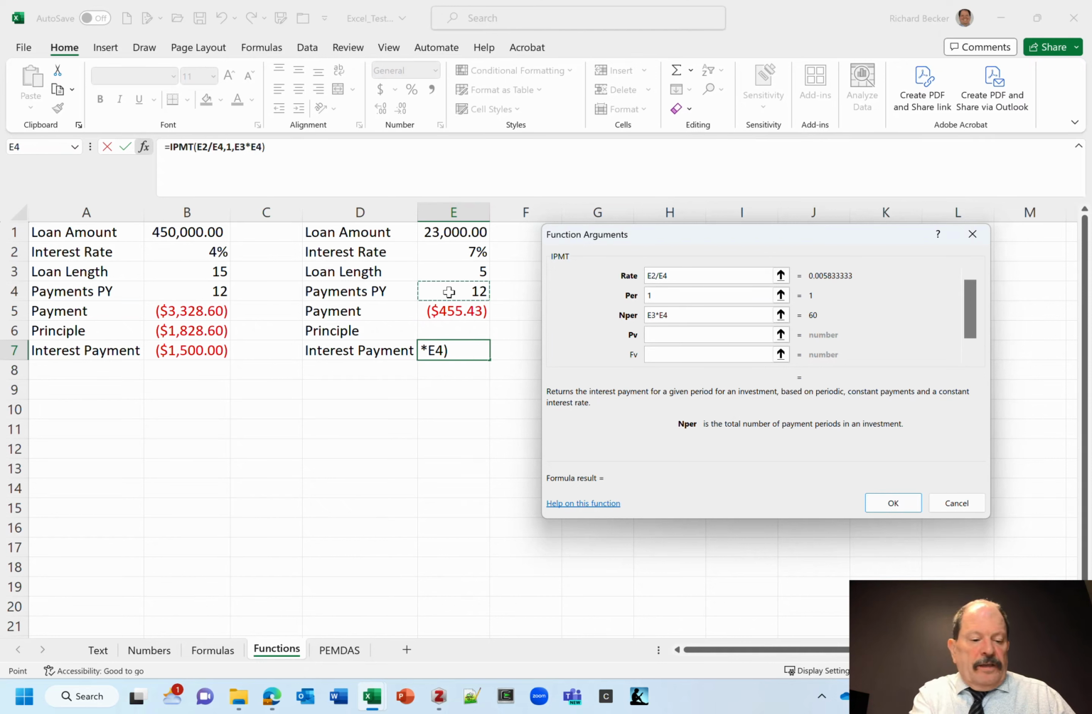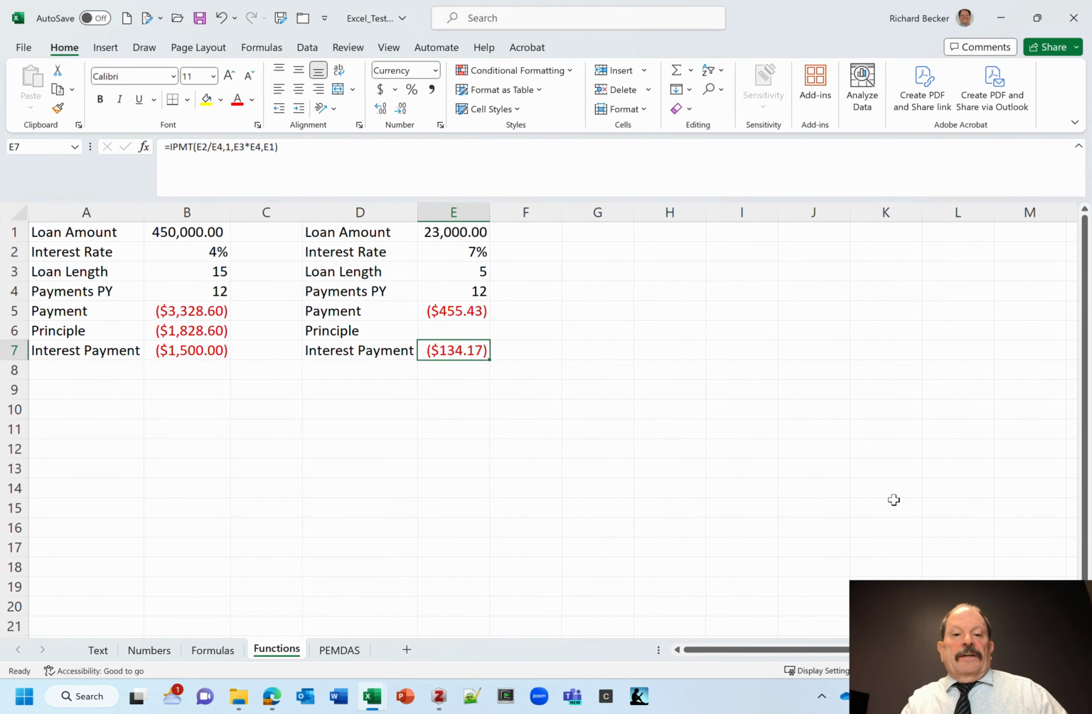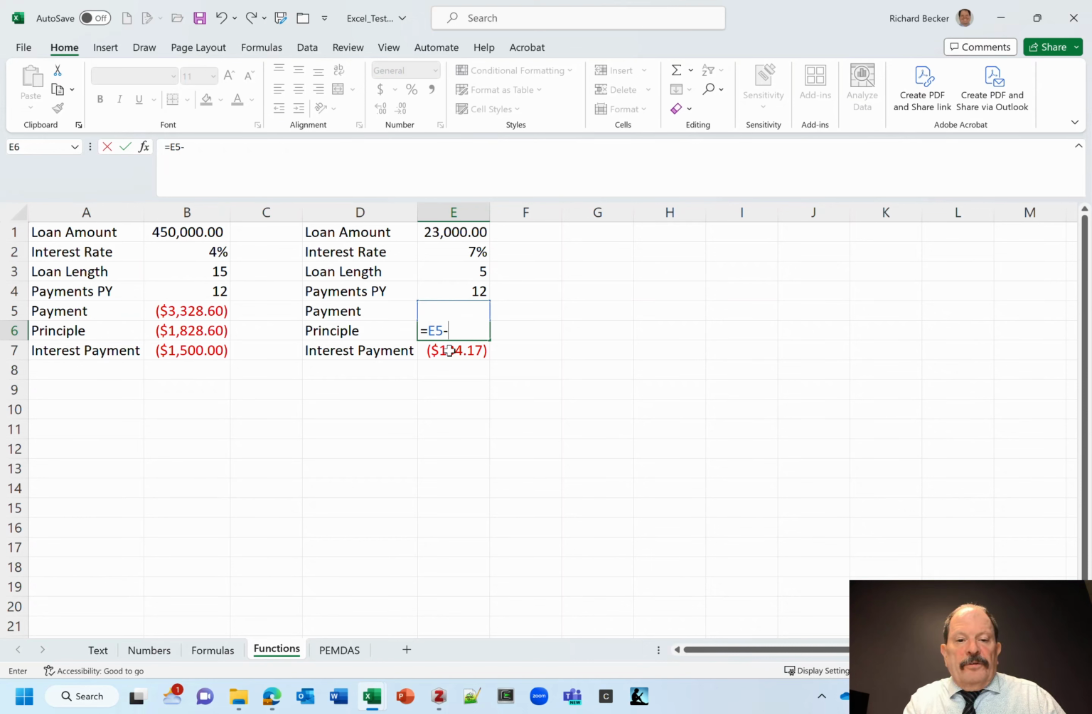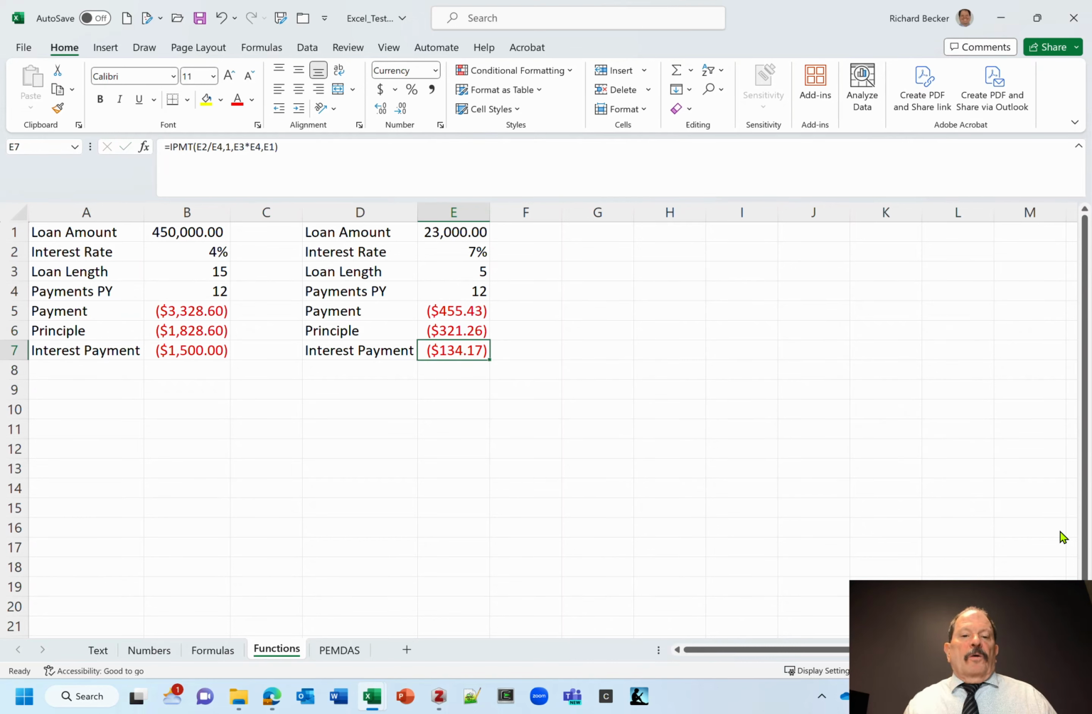All right, so there's that. And then again, my present value is 23,000. And again, I can either use the values or the cell reference. Always better to use the cell reference, makes it a little bit easier. So there is the interest that I'm paying on that car, $134.17. The principal, again, we can input in a formula, the payment minus the interest. And so I own $321.26 of that car. All right.